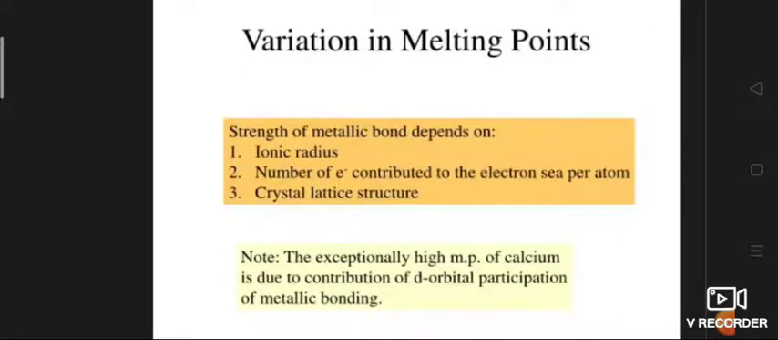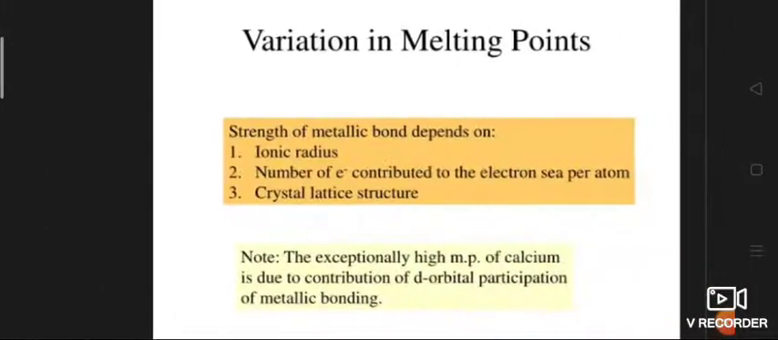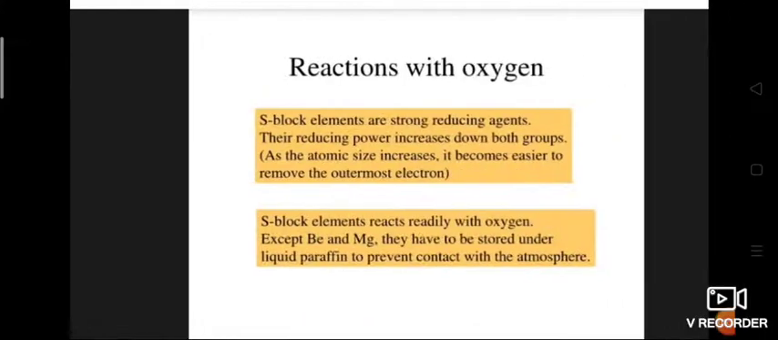So the variation in melting point is due to ionic radius, number of electrons, and crystal lattice. The exception of the high melting point of calcium is due to the contribution of d orbital participation. Note this point: calcium has a higher melting point than magnesium. This is because in calcium, the d orbital electrons also contribute to metallic bonding, so the melting point of calcium is more than that of magnesium.